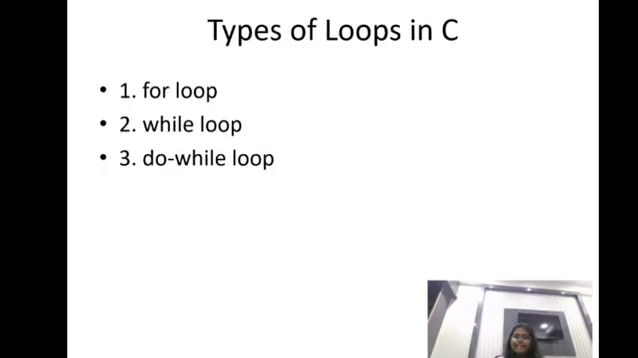Types of loops in C. C provides majorly three types of loops, that is for, while, and do while. Each of them serves the same purpose, that is repetition, but they differ in how and when the condition is checked. Let's look at them one by one.